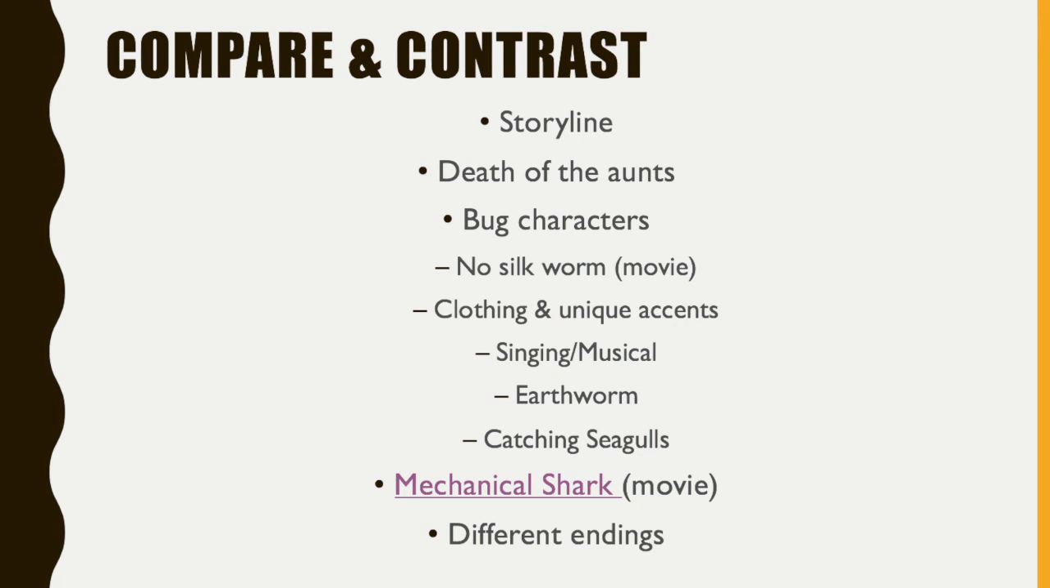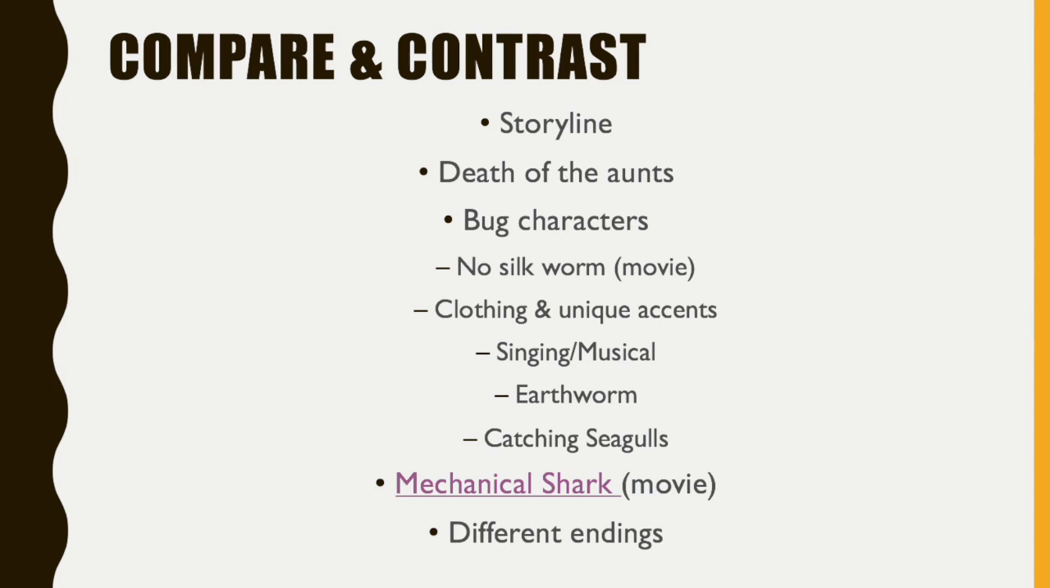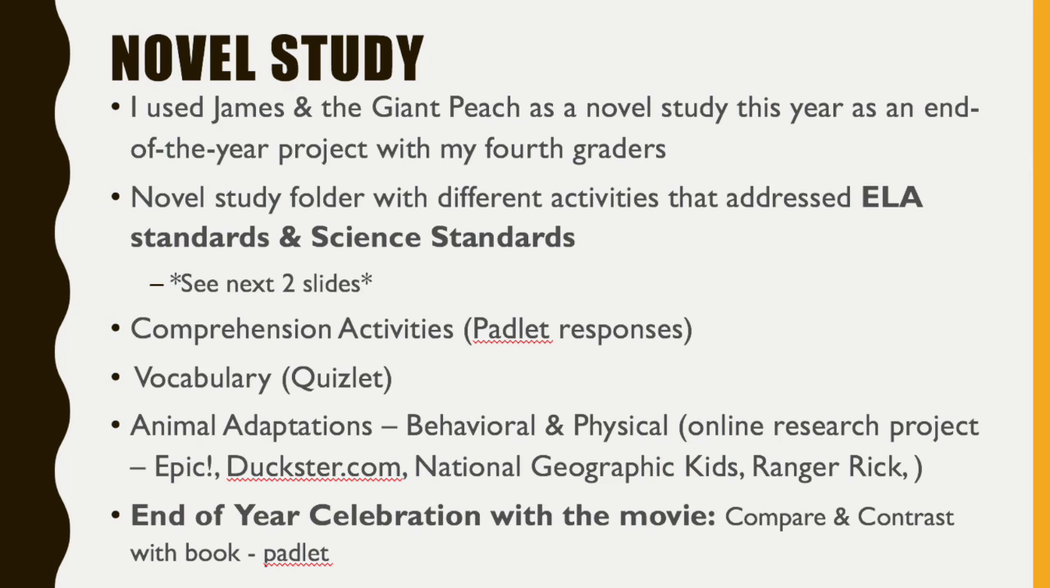However, in the novel, those ants, Ant Sponge and Ant Spiker, have already passed, whenever they were crushed by the peach. So that was a major difference as well. Like I have mentioned, I used James and the Giant Peach as a novel study at the end of the year with my fourth graders.